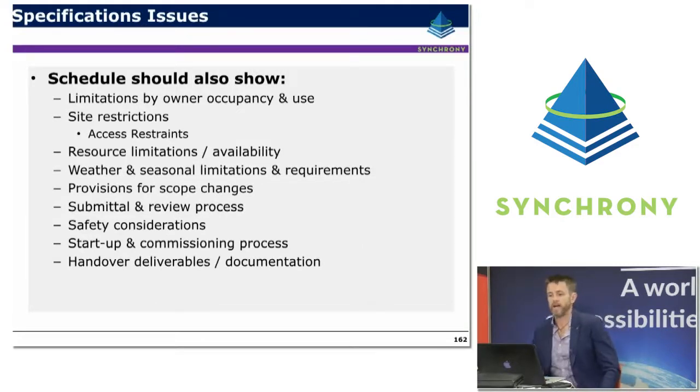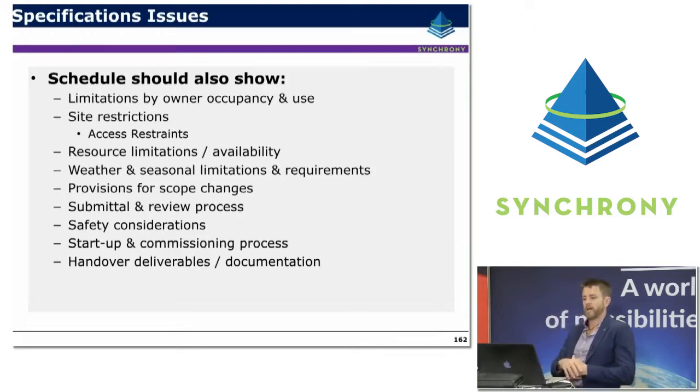The schedule should also be informed by limitations by owner occupancy and use, so site restrictions or access restraints such as permits, resource limitations and availability, weather and seasonal impact requirements and what assumptions have been made in the schedule for those, provisions for scope changes, submittal and review process, demonstration that safety considerations have been incorporated within the schedule, starting and commissioning processes, handover deliverables and documentation.